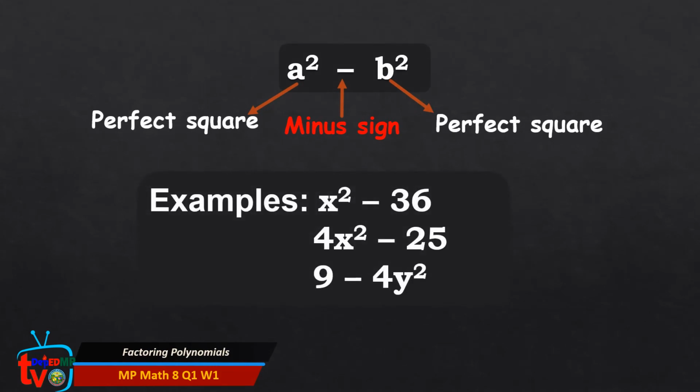We have here examples of differences of two squares. So we have x squared minus 36. X squared is a perfect square term, and so is 36. 4x squared minus 25. So 4 is a square number, x squared is a perfect square term also, and 25 is a perfect square number.